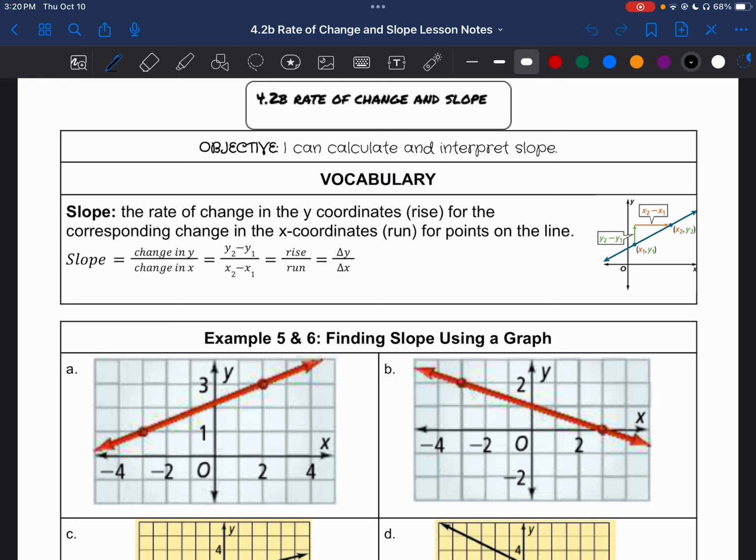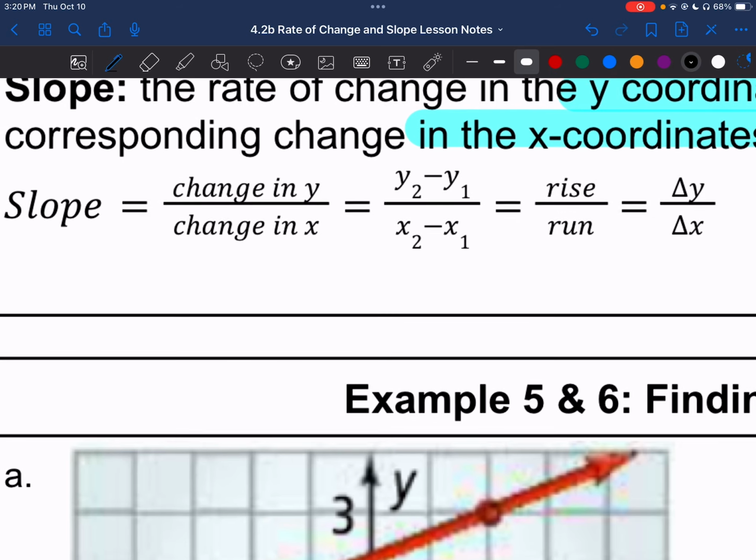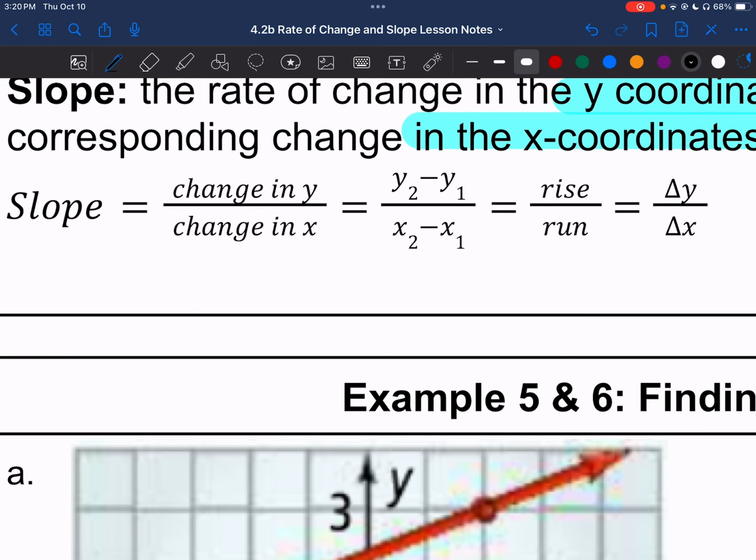So what is slope? Slope is the rate of change in the y-coordinates, the rise, for a corresponding change in the x-coordinates, the run, for points on the line. There are a couple different ways that we can represent slope. Slope can be the change in y over the change in x. It can be y2 minus y1 over x2 minus x1.